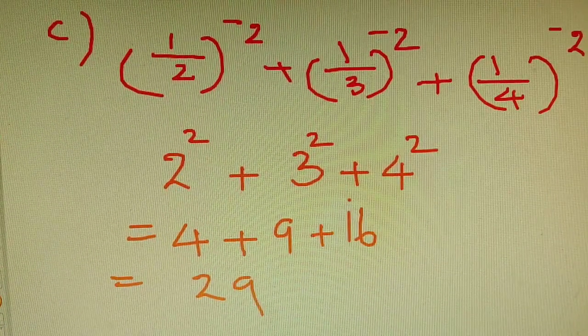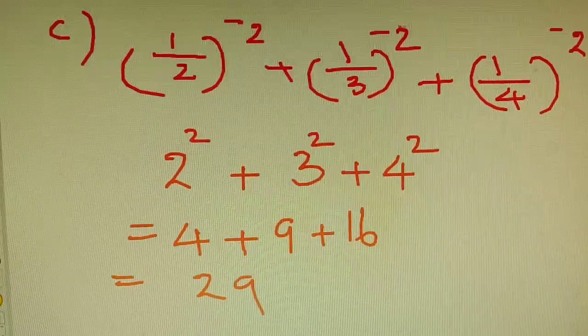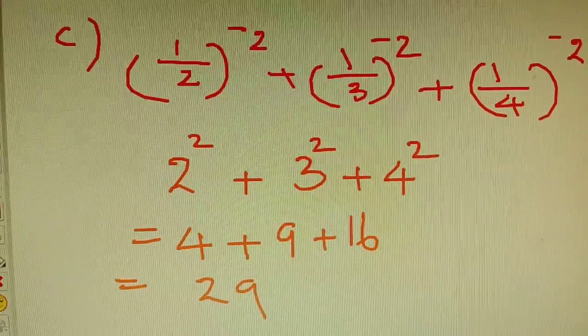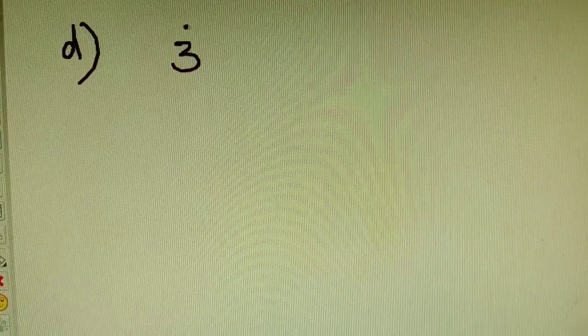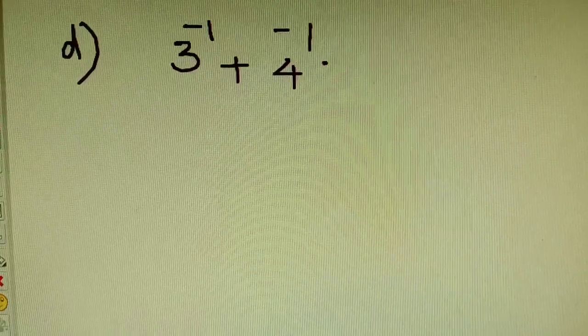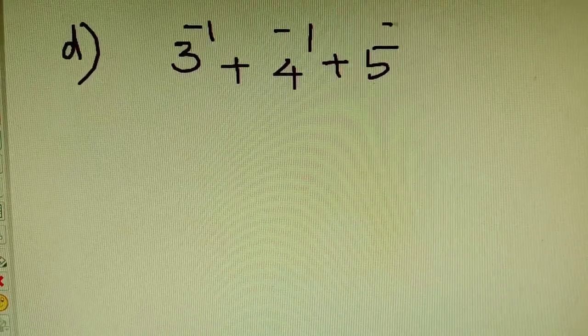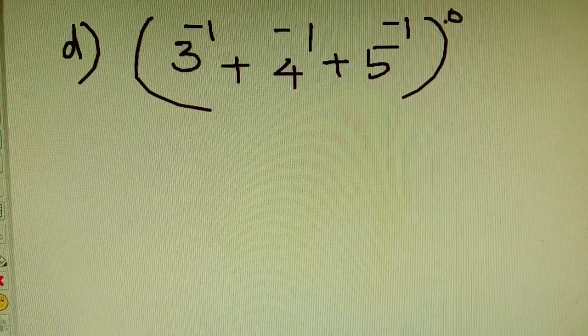Now we can move to the next question. Here also there are some more options, 2 more options. So listen now. Now question number D. The question goes this way: 3 to the power of -1 plus 4 to the power of -1 plus 5 to the power of -1, whole to the power of 0.